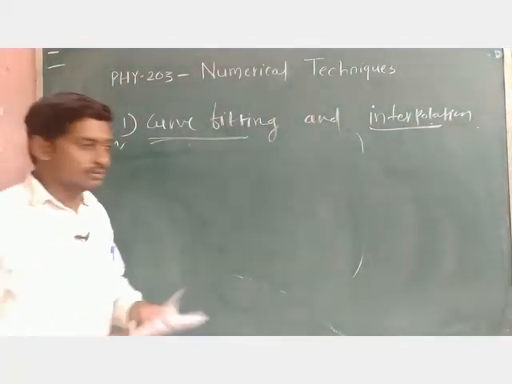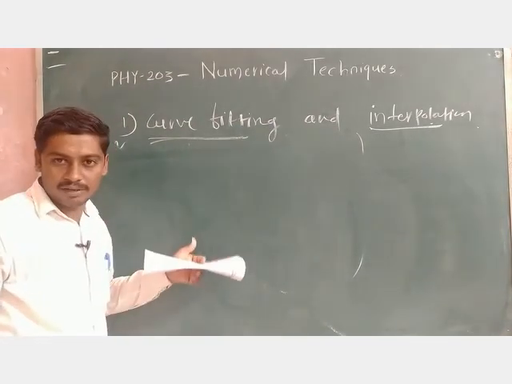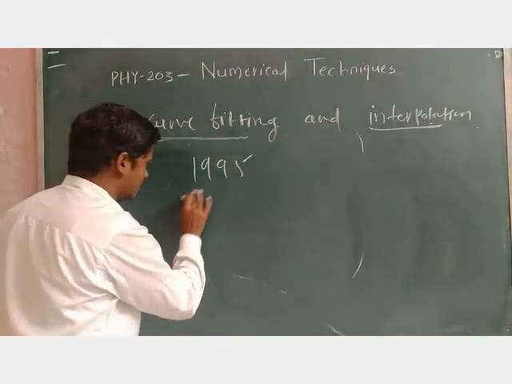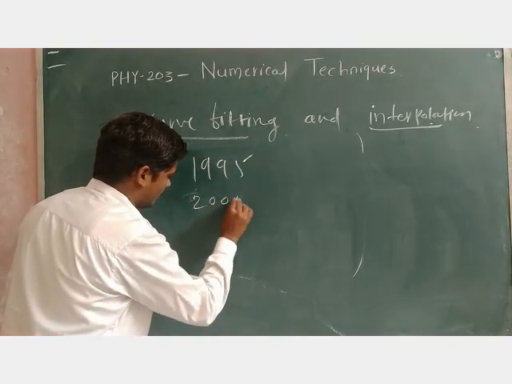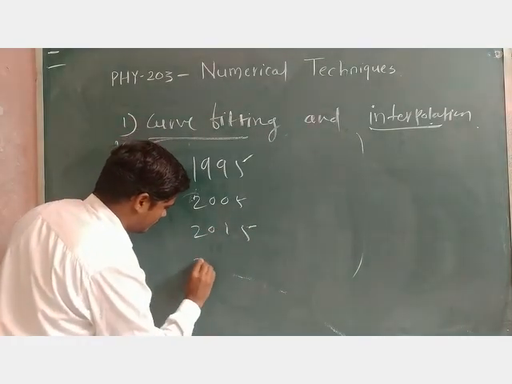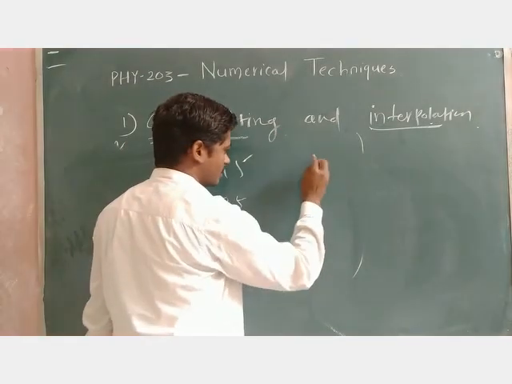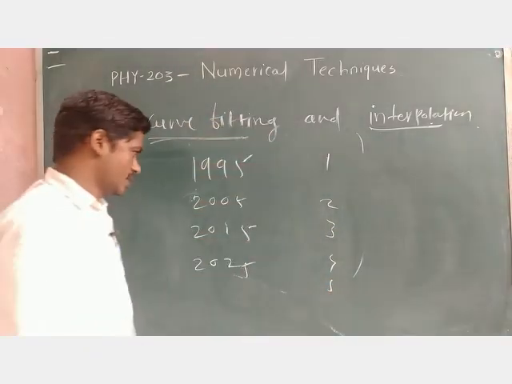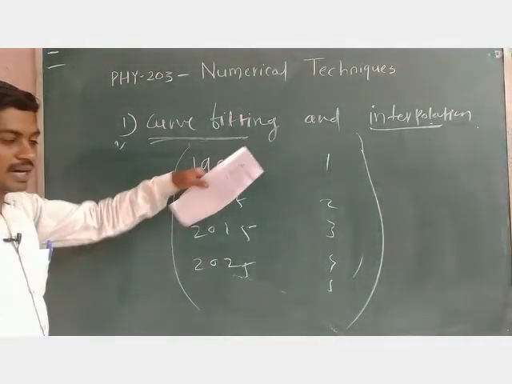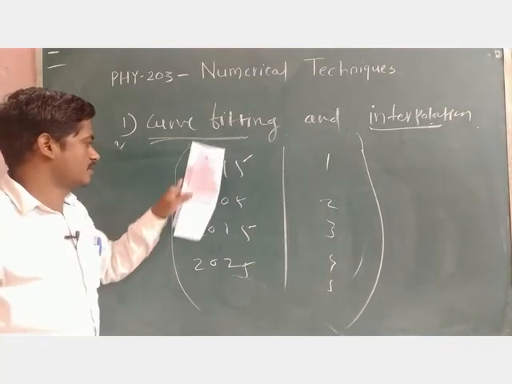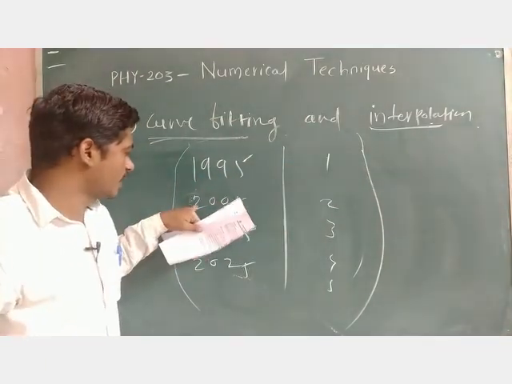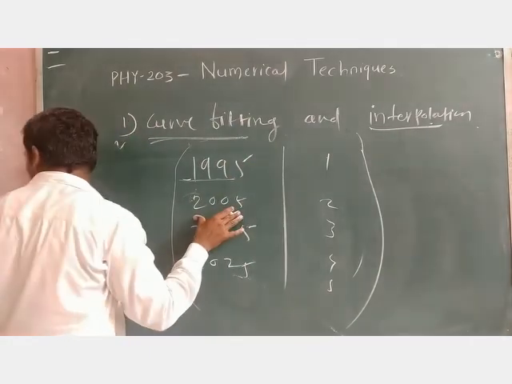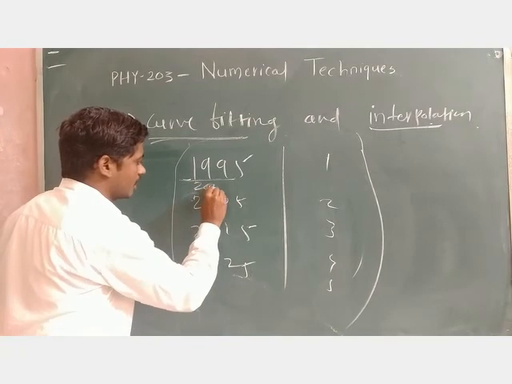So what does interpolation mean? We have a set of given values, and from them we have to find an unknown value. Let us suppose that here we have year 1995, then 2005, then 2015, then 2025. These are the years and these are the population in those years. Let us suppose 1, 2, 3, 4, 5 are the populations in those respective years. So these are the set of given values, and we have to find the unknown value. In year 1995 the population is 1 and in year 2005 the population is 2, so these are the known values. But in between, we don't know what the population is in 2000.